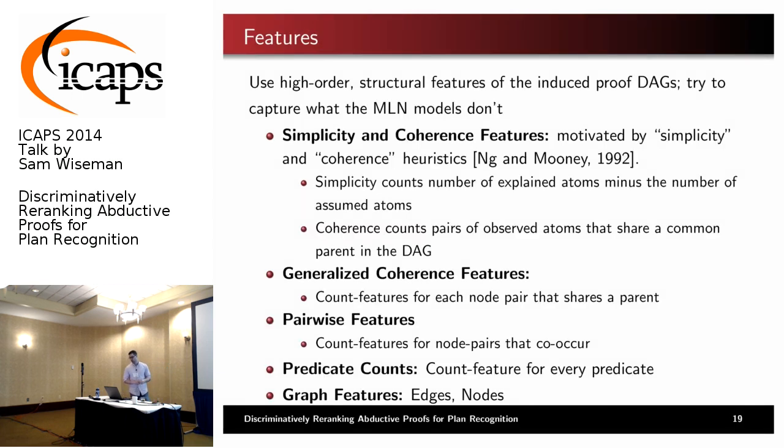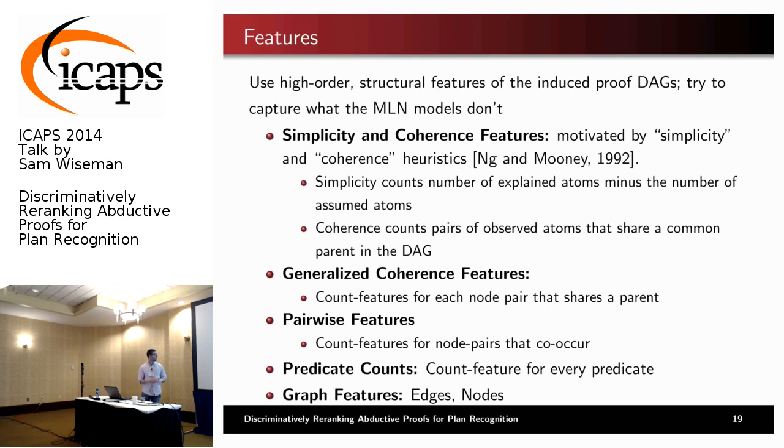Okay, cool. What I do want to talk about for a second is just the features we used. There are these simplicity and coherence heuristics that Ng and Mooney mentioned a while ago, and these are supposed to be good properties of proof or plan DAGs. We can just think of the DAG as the proof DAG. Simplicity counts the number of explained atoms minus the number of assumed atoms.